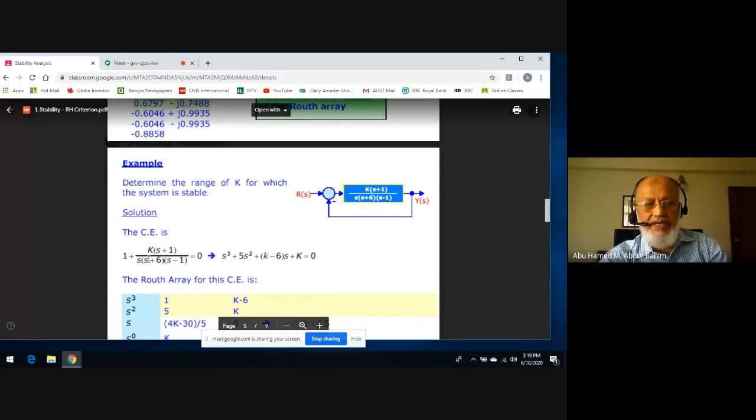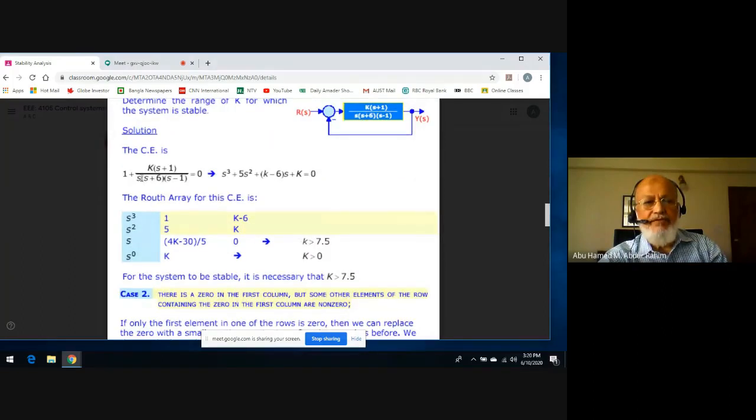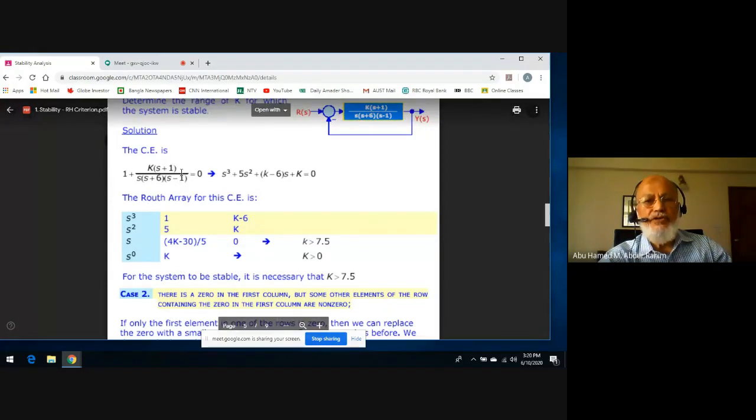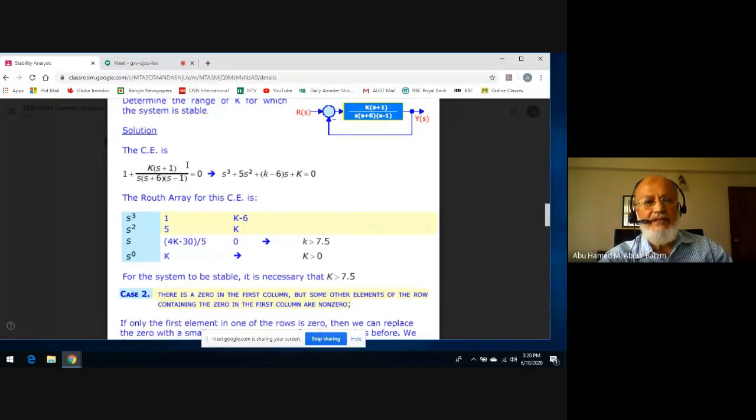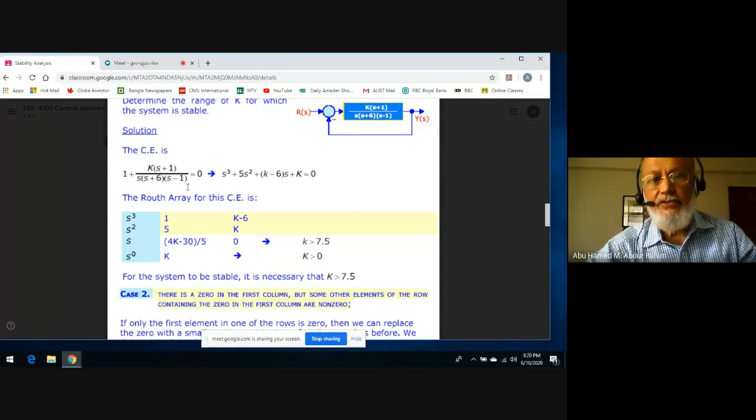Here H(s) is 1. So 1 plus G(s)H(s) equals 0. This is the characteristic equation. Simplify it: multiply everything out, make the same common base, and equate the numerator to 0. This is what it will come to after simplification. You can do it now if you want. You can use a pencil, paper, and keep your calculator with you also, because we will be solving problems online sometimes. So keep these things with you. It will be helpful for you.